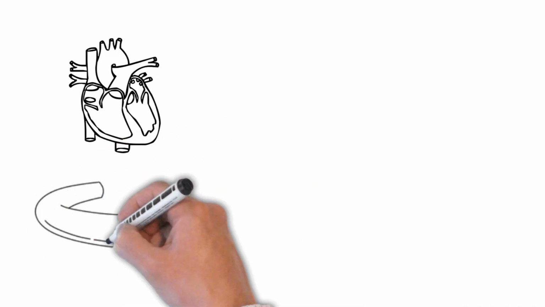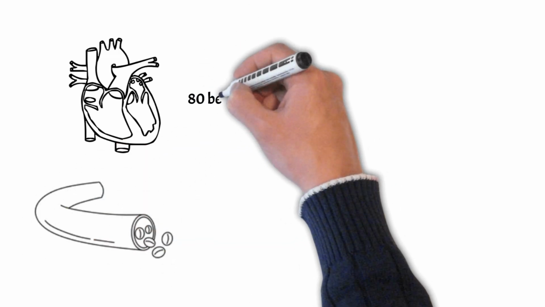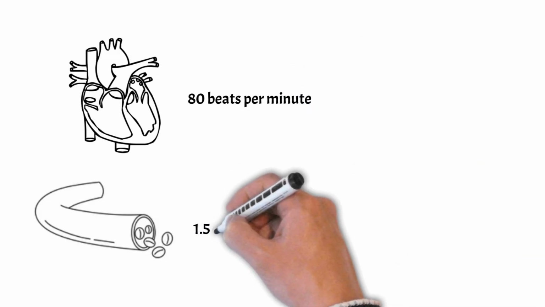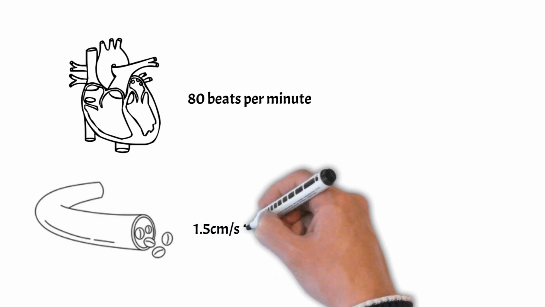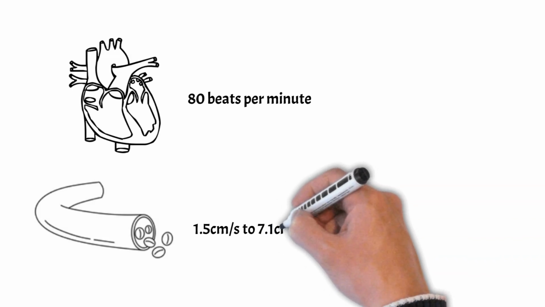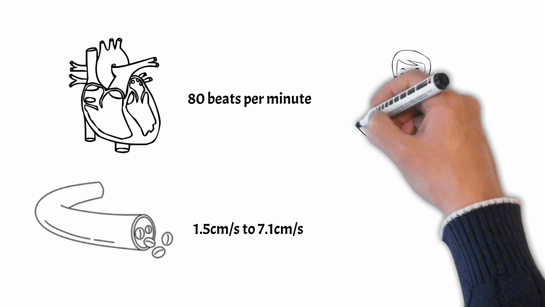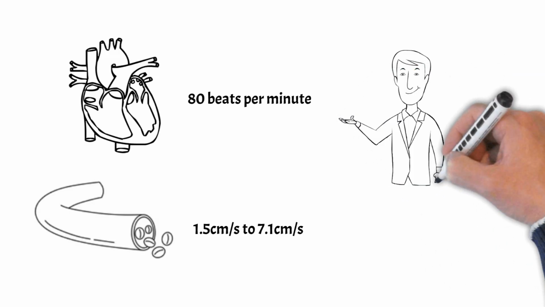Pumping of the heart. Speed can be observed in the normal heart rate, which is 80 beats per minute. Velocity can be observed in the blood flow in our blood vessels, which is about 1.5 centimeters per second to 7.1 centimeters per second. And the direction? It is either to or from the heart.